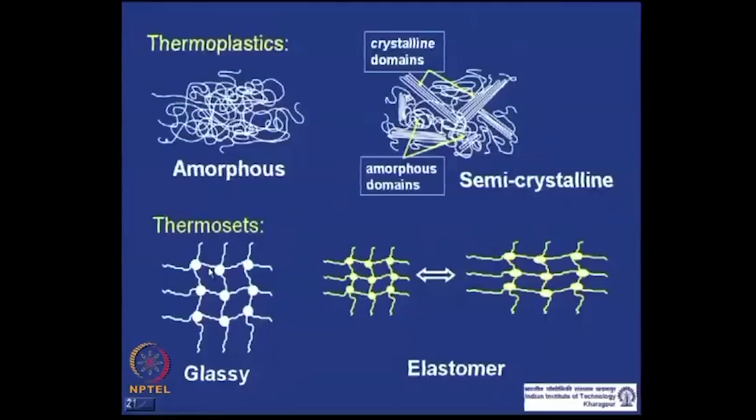Now, if these chains are below their glass transition temperature, that means they do not have any flexibility at the temperature of operation, then you cannot stretch the polymers, because they do not have any thermal motion. So, you cannot stretch. So, they are like glassy thermosets.